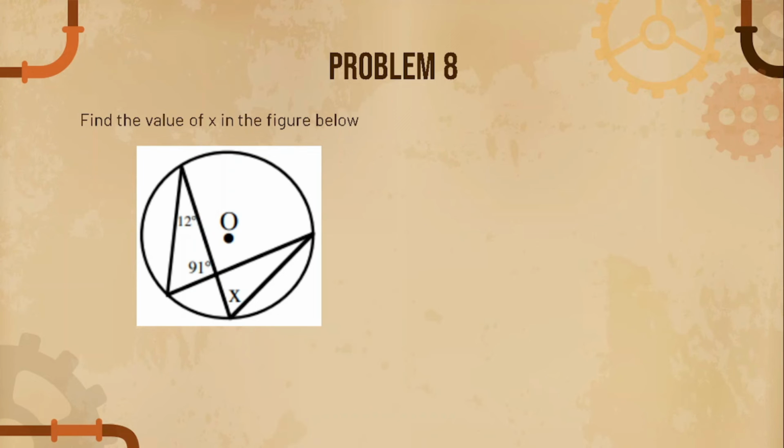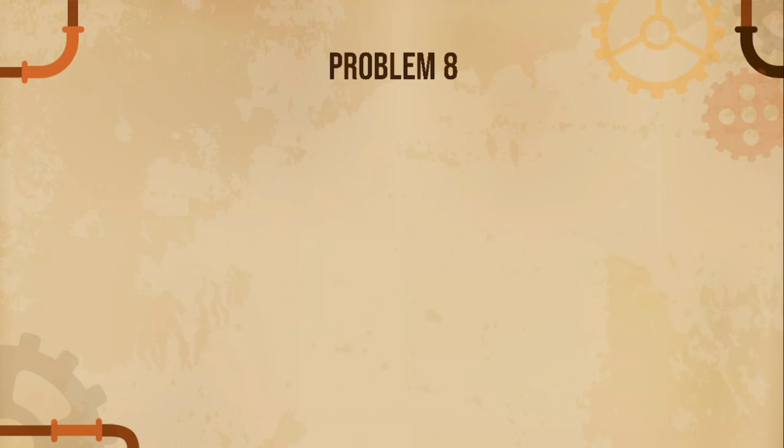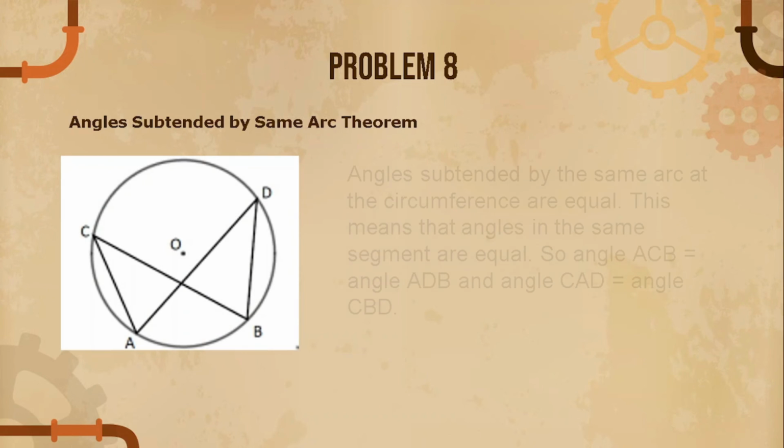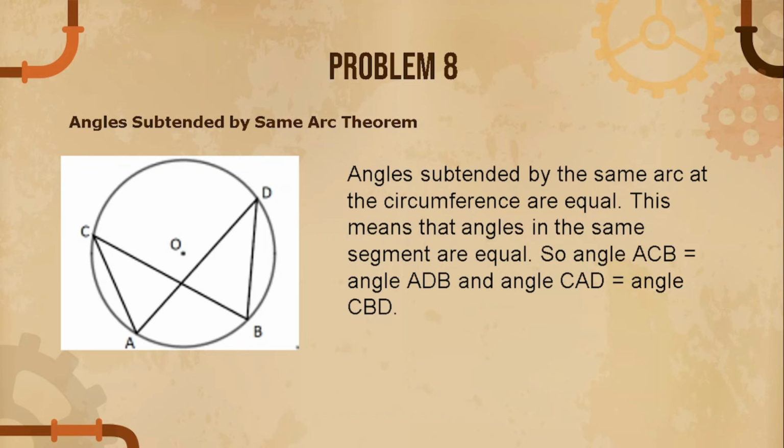So how do we approach this? Let's take note that among the circle theorems, we have what we call the angles subtended by the same arc theorem, which states that angles subtended by the same arc at the circumference are equal. This means that angles in the same segment are equal. So angle ACB is equal to angle ADB and angle CAD is equal to angle CBD.